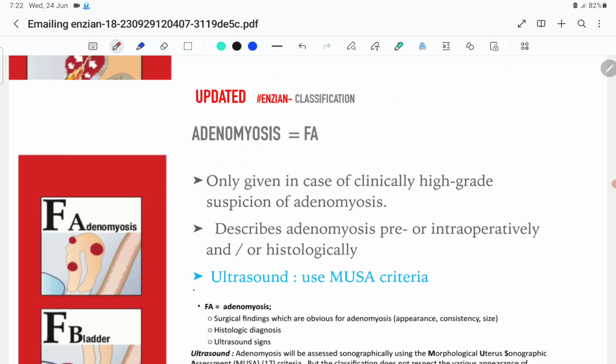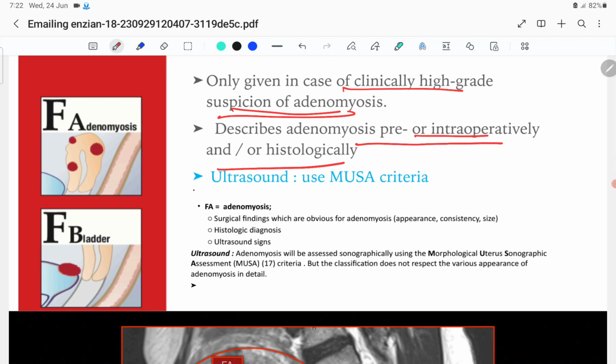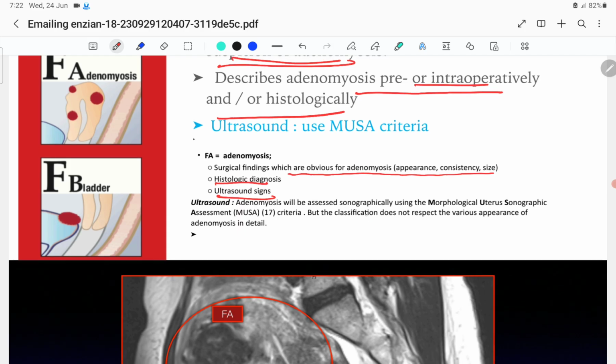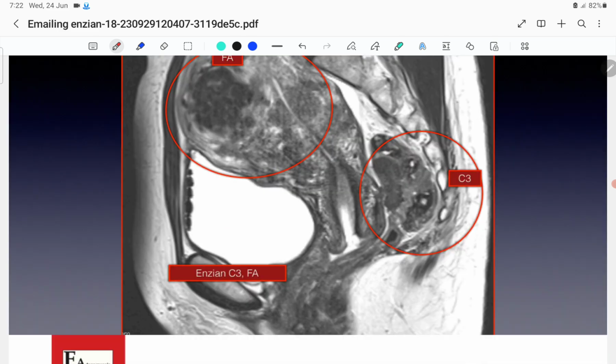Then FA is adenomyosis, only given in case of clinical high grade suspicion of adenomyosis. Describe adenomyosis in pre and intraoperative, and histologically. These are the surgical findings. Obvious adenomyosis appears consistent in size, with histological diagnosis and ultrasound signs. Adenomyosis we will assess sonographically using the morphological ultrasonographic assessment, MUSA criteria. Both classifications don't respect the various appearances of adenomyosis in detail.